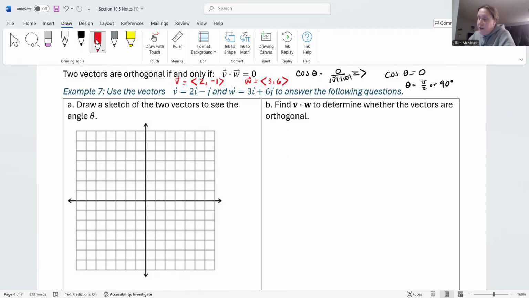Let's do vector v in red. We start at the origin with this position vector 2, negative 1. At the origin, I go to the right 2, that's my horizontal movement, and then I go down 1, that's my vertical movement. So this is my vector v. Now let's do w in blue. We have the position vector 3, 6. At the origin, that's my initial point. My horizontal movement is positive 3, and my vertical movement is positive 6. So 1, 2, 3, 4, 5, 6. So I get this vector here.